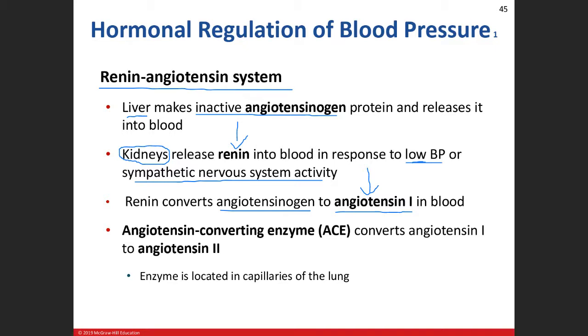To the lungs. It travels to the lungs, and there is an enzyme that sits on the inside of the capillaries in the lungs. And when angiotensin 1 comes in contact with this enzyme, which is called angiotensin converting enzyme, we call it ACE for short, when it interacts with that enzyme, it's converted into the active form of angiotensin 2. So let me show you the picture here. I'm going to come right back to this slide.